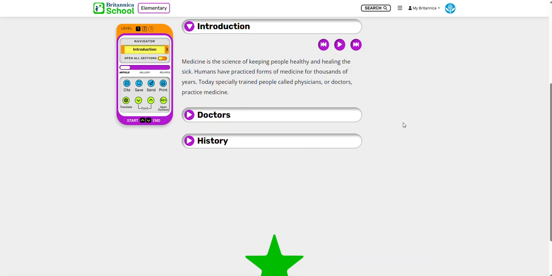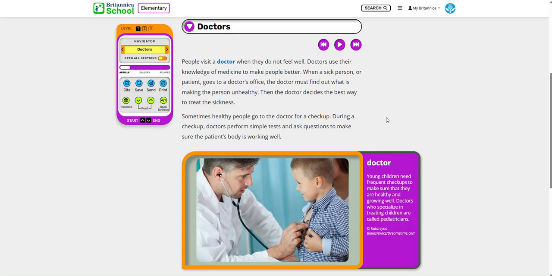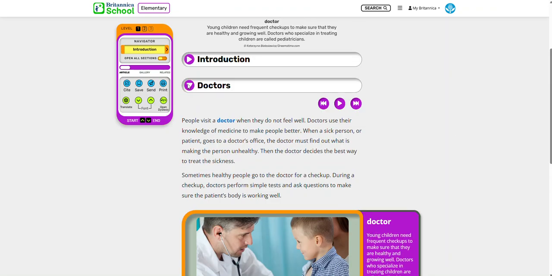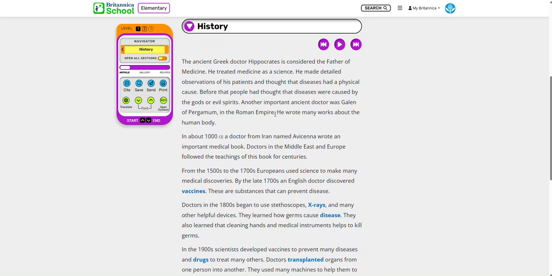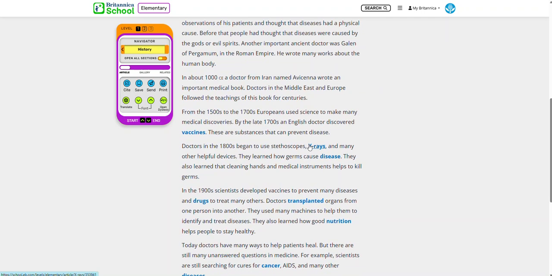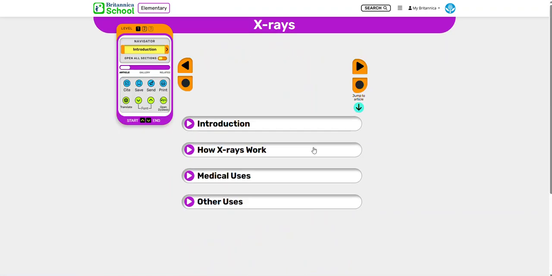first of all, there's not much information. And the information they do have, like people visit a doctor when they do not feel well, sixth graders already know that, so we're looking for new information. Now, if you really want to stick with the medical field, for example, then maybe click on X-rays.